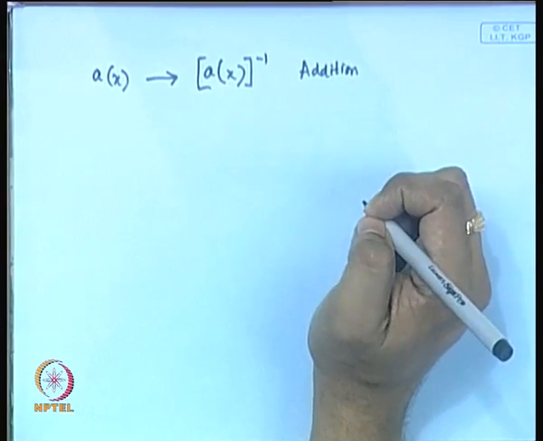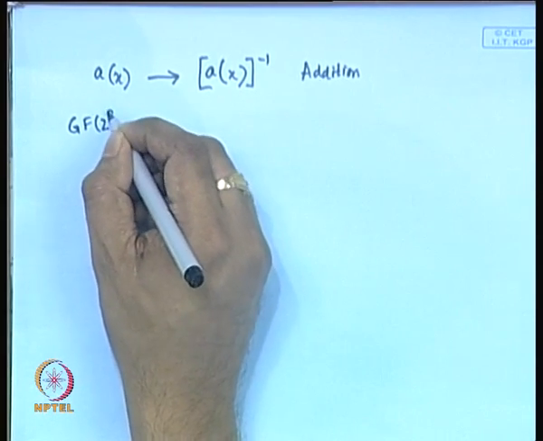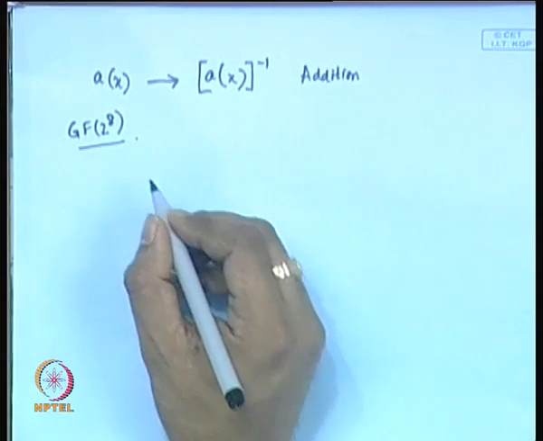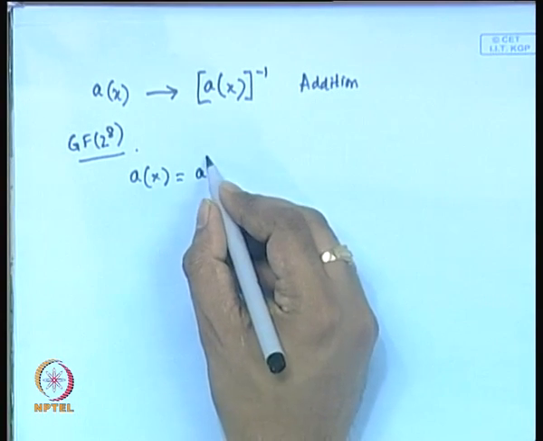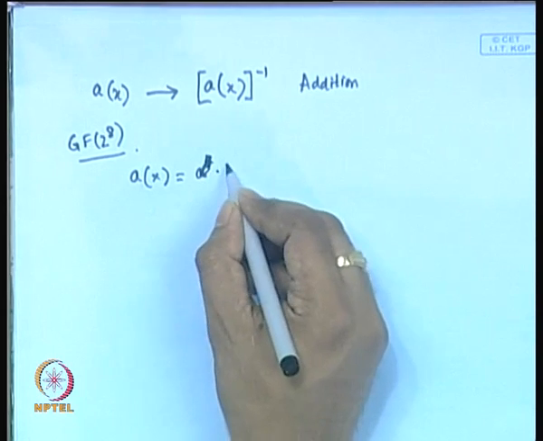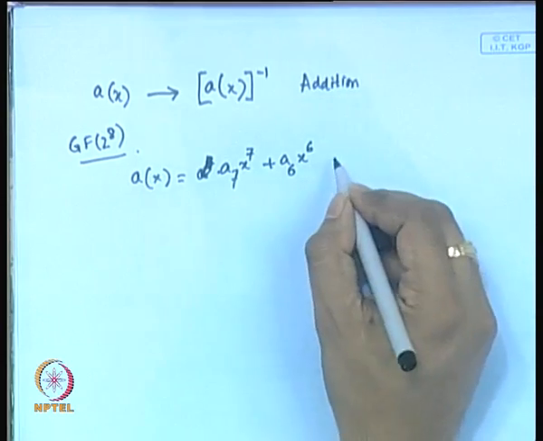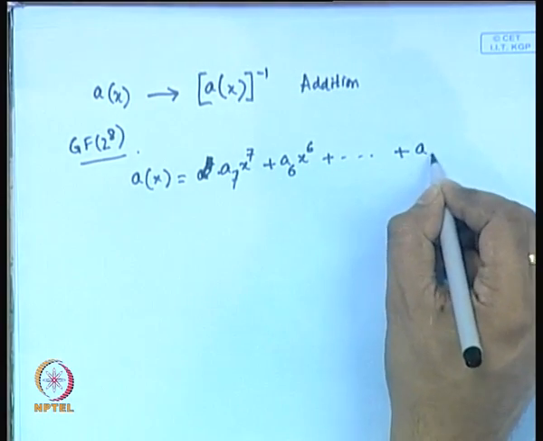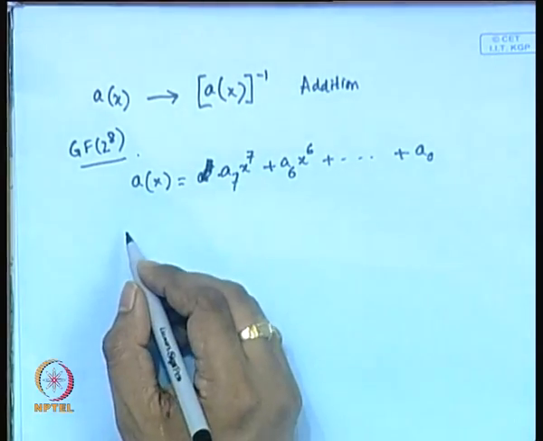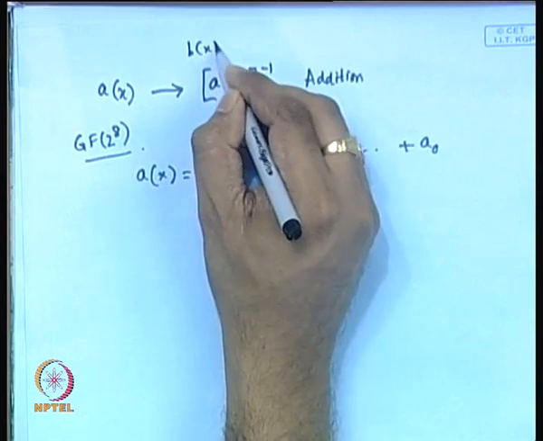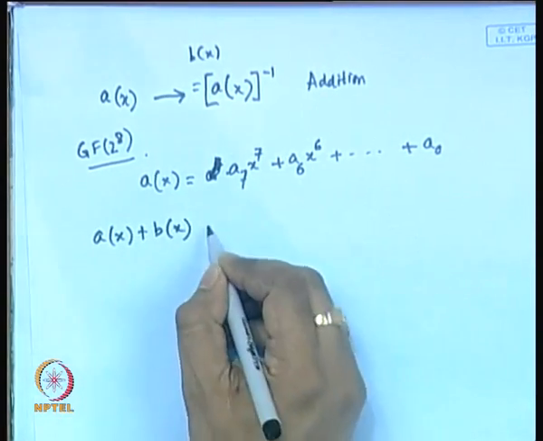So how do we do that? Let us consider the example of GF(2^8). In GF(2^8), an element a(x) can be written as a7 x^7 plus a6 x^6 plus so on till a0. I need to form the inverse of a(x), which means that if this is equal to b(x), then a(x) plus b(x) should go to 0.